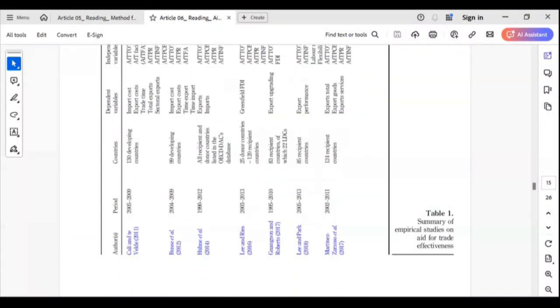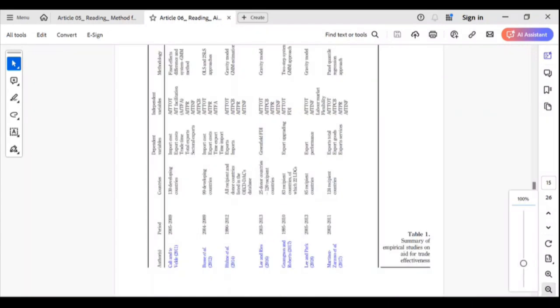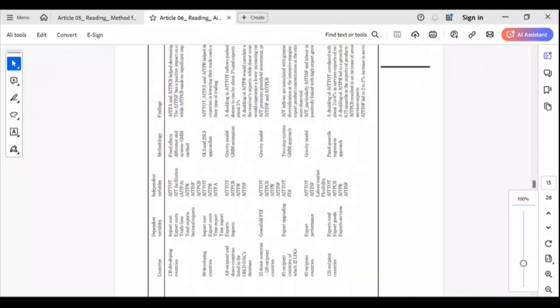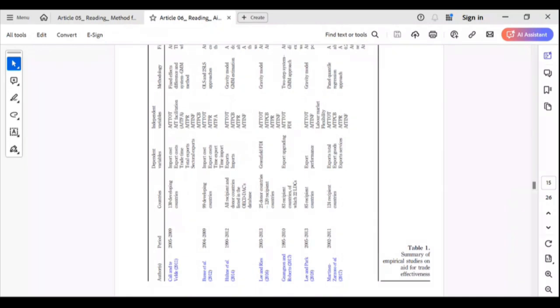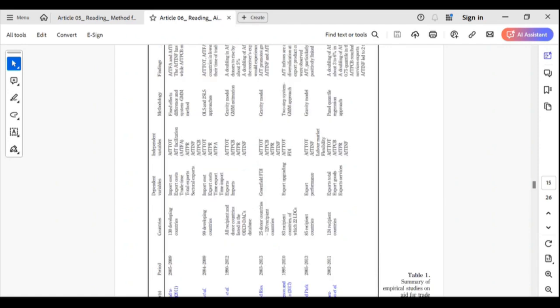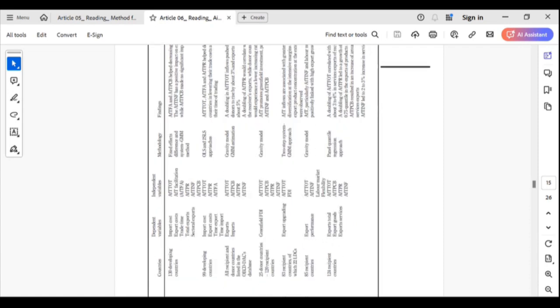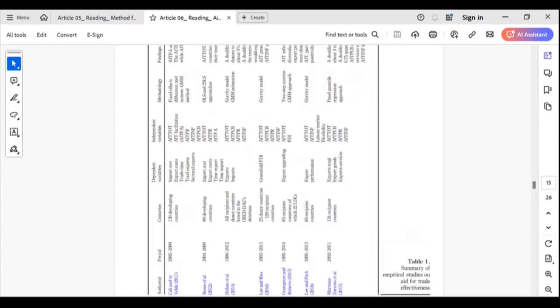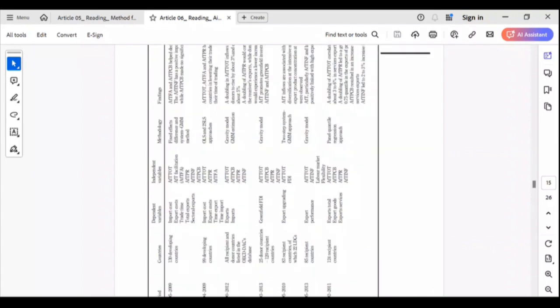Of course, on format, different people may have different ideas, right? But at least you've got a sample or template here: authors, period, from what year to what year, country, dependent variable, independent variable, methodology, findings. If you want to combine the dependent or independent variable or whatever, you can modify it, but this can be one of the samples.